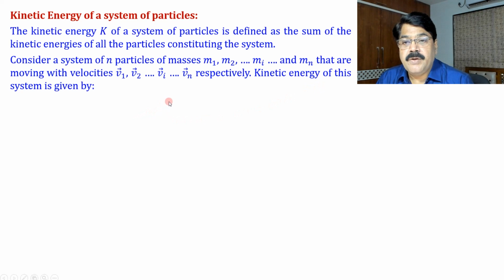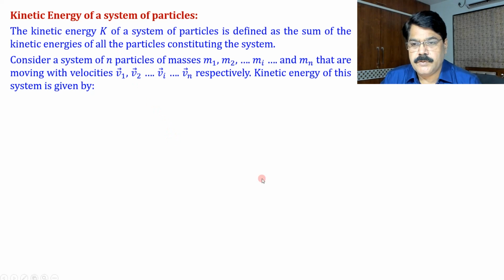What we do? We calculate kinetic energies of all the particles. For m1, half m1 v1 square. For m2, half m2 v2 square. For the ith particle, half mi vi square. For the nth particle, half mn vn square. And we add all these kinetic energies. So total kinetic energy K is equal to summation i equal to 1 to n of half mi vi square.